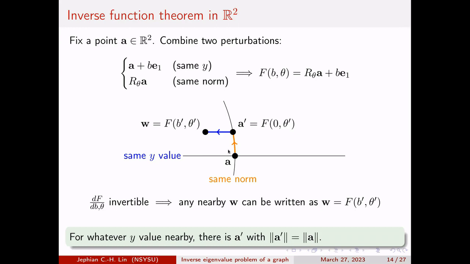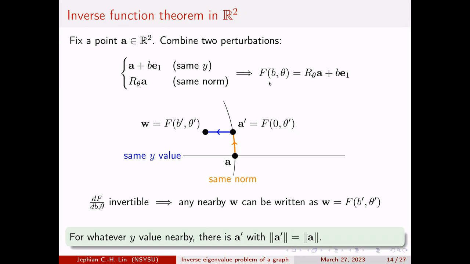And on the other hand, I can do the rotation. This is the rotation matrix. If I do the rotation of A and imagine that the origin is here, then A will run on this circle, right? And the norm does not change. So I have 2 perturbations: one is preserving the Y value, and the other is preserving the norm. Both of them are nice, and I want to see if they can cooperate nicely.